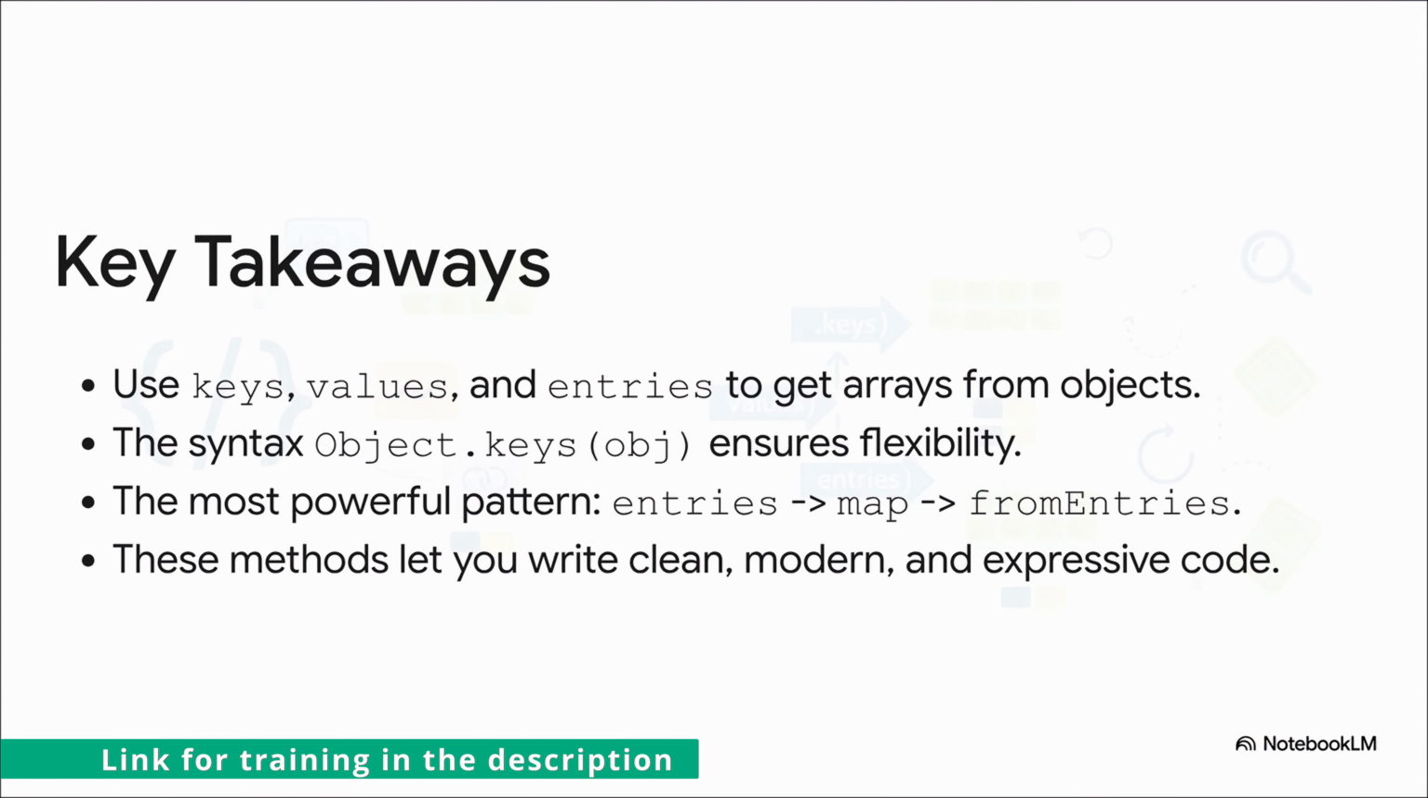Okay, let's tie this all together. The big takeaway here is that keys, values, and entries are your bridge from the object world to the array world. Remember that Object.keys syntax? It's designed that way to prevent headaches. And most importantly, burn that transformation pattern into your brain. Entries to get an array, map or filter to change it, and fromEntries to put it back together. This is how you write clean modern JavaScript.